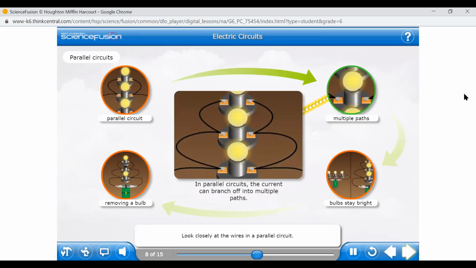Look closely at the wires in a parallel circuit. Because the bulbs are connected to common points or wires, there's more than one path available for the current. These multiple paths are the reason that parallel circuits behave differently from series circuits.